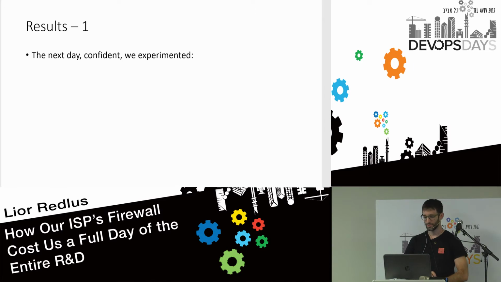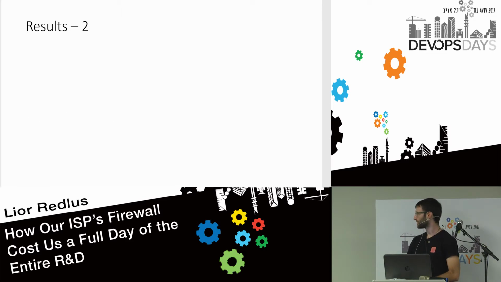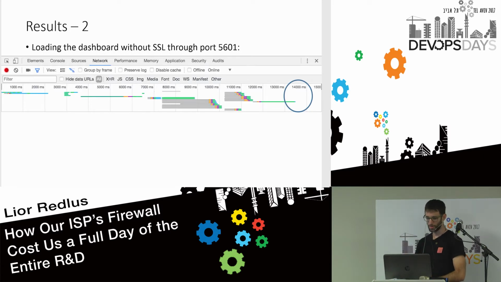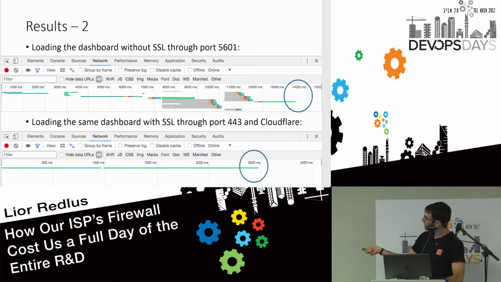So returning the next day, we tried to experiment with SSL versus no SSL, Kibana using its standard port versus port 443, and trying to add the Kibana CNAME to Cloudflare. And the results were staggering. I only have one screenshot of this. We have deeper technical analysis in our office, but as you can see, what is reported through Chrome is 14 seconds of loading when trying to do this without Cloudflare, without SSL, and on the standard port, and only 2.5 seconds, and many fewer requests, on the other side of that comparison.